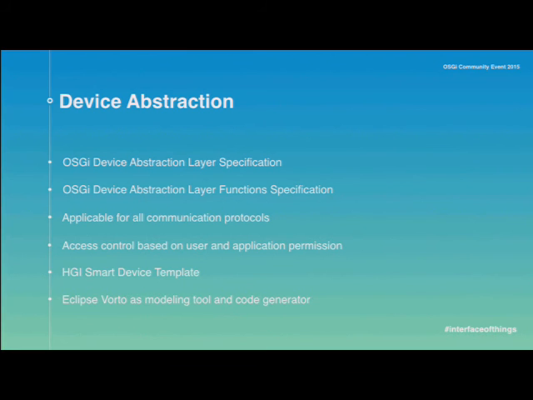In this context, we should mention also that HGI is currently working on a so-called smart device template. The thing is that the device abstraction layer is nice to have, but it's not intelligent enough. So it does not have descriptions for describing the devices. And HGI developed a template for the way the devices can be described. And they send it to different organizations and get it back and make it then available to other organizations.